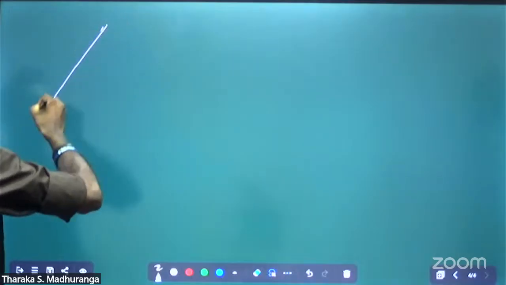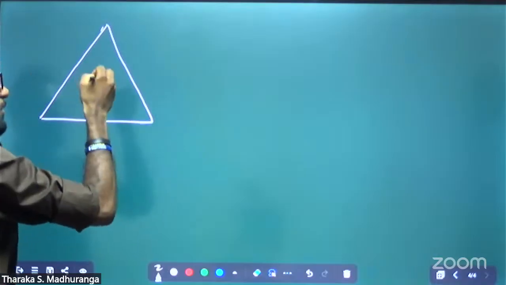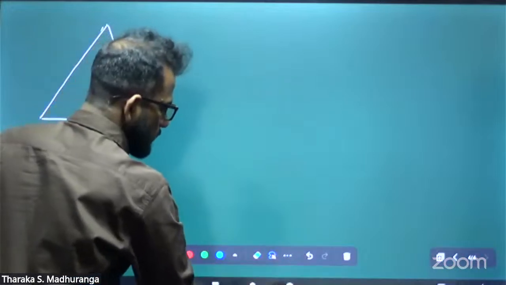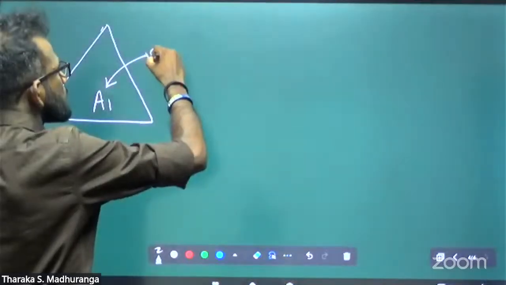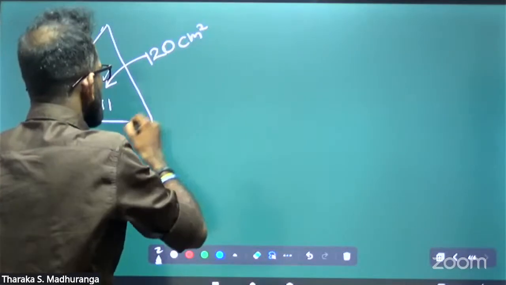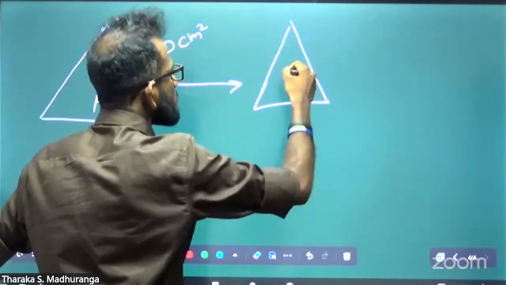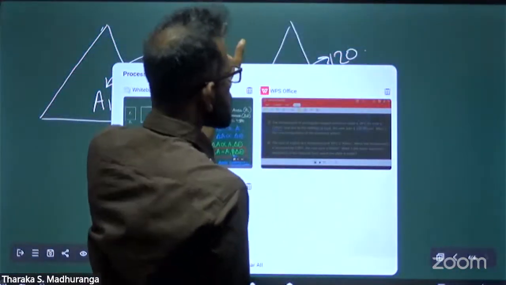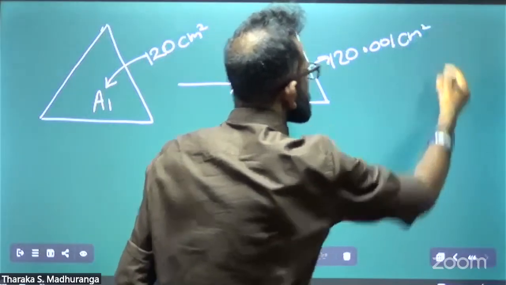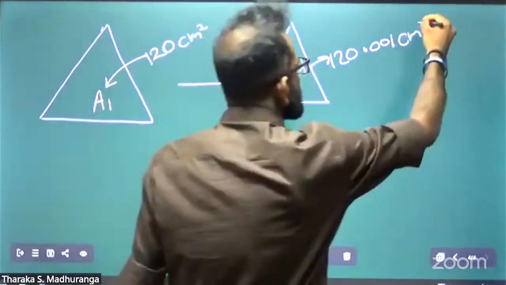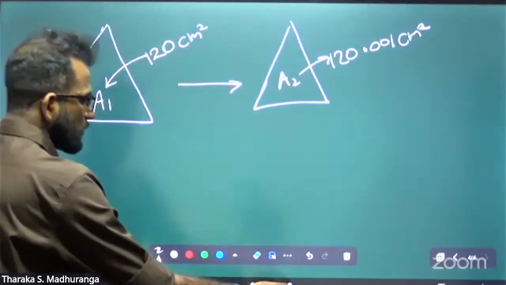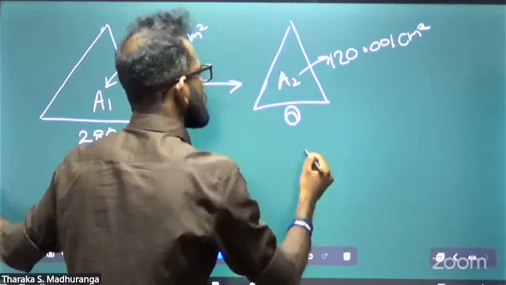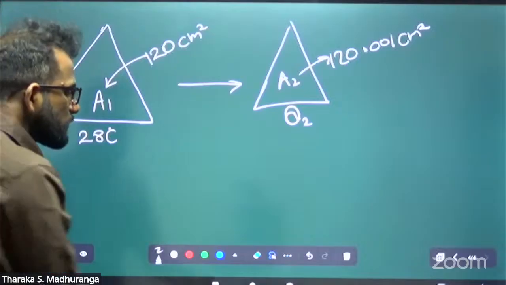Okay, now there is a triangle-shaped plate, aluminium or whatever plate. Its initial surface area A1 is 120 centimeter squared at 28 Celsius. Due to the temperature increase, its area increases up to A2, 120.001 centimeter squared. A small amount is increasing. Theta 1 is given, 28 Celsius. Theta 2 we don't know. And the alpha value is given.